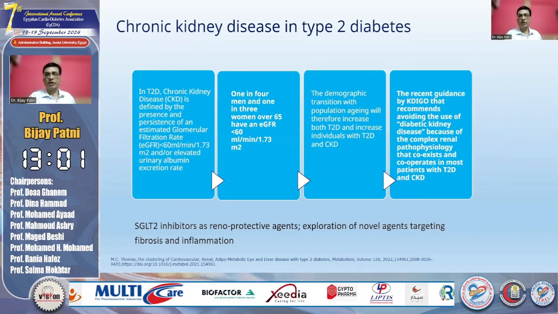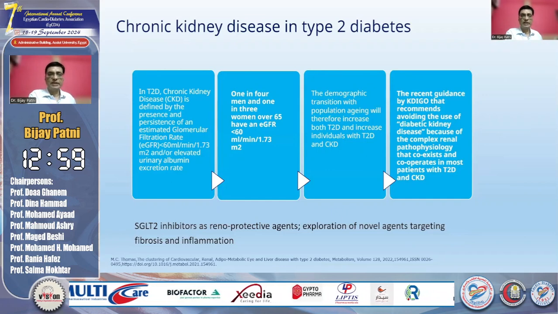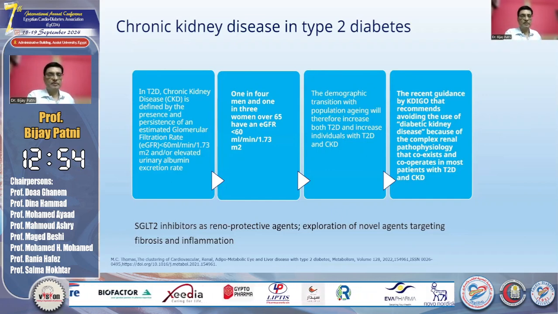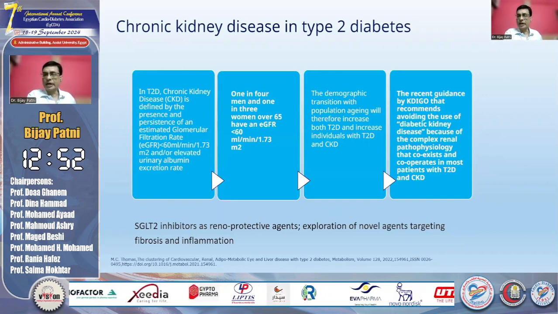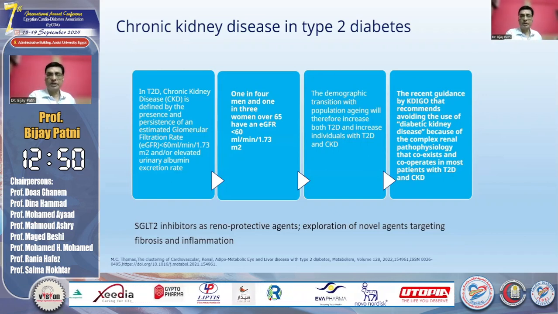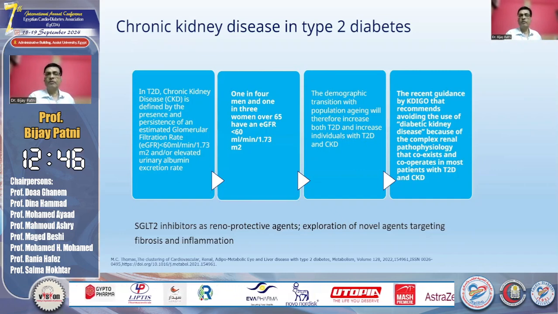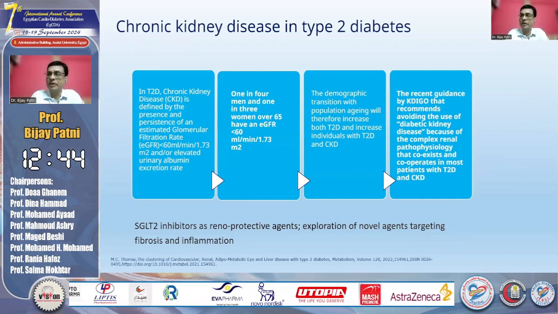The third component is chronic kidney disease. Looking into this, it is basically defined as the presence or persistence of an estimated eGFR of less than 60 or an elevated urinary albumin creatinine ratio. One in four men and one in three women over the age of 65 has an eGFR of less than 60.